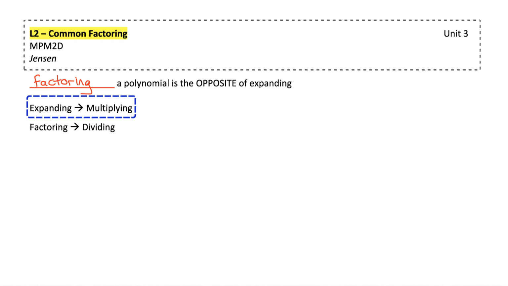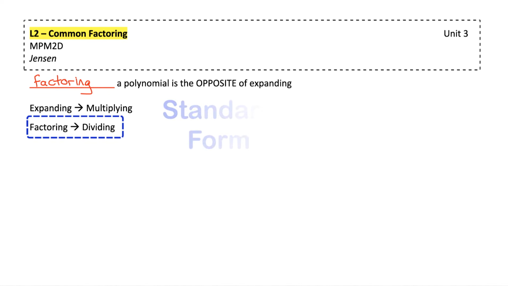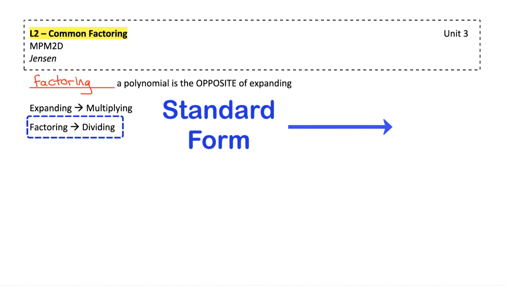In this lesson, we're doing the opposite of expanding, which is factoring. To expand, we had to multiply. So to factor, we're going to have to do the opposite. We're going to have to divide. We're going to take something that starts in standard form, which is just a sum or difference of a bunch of terms, and get it into factored form, which is a product of multiple factors.